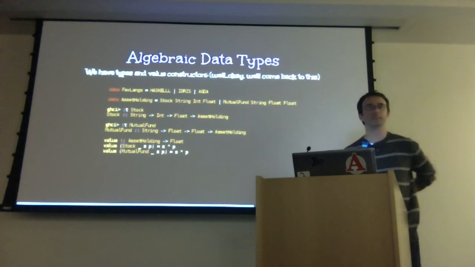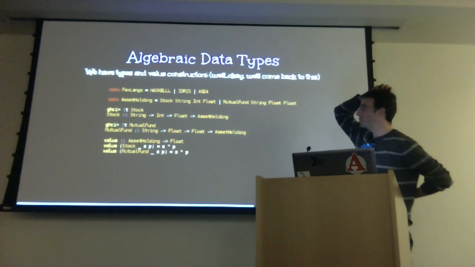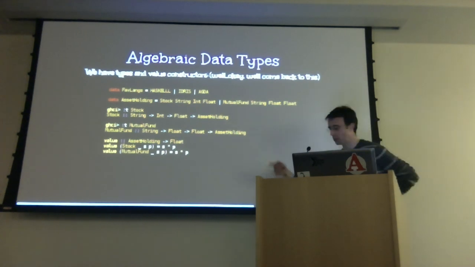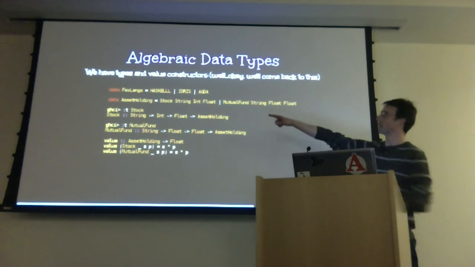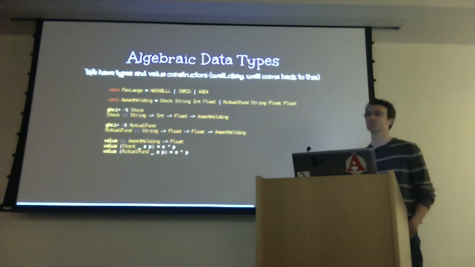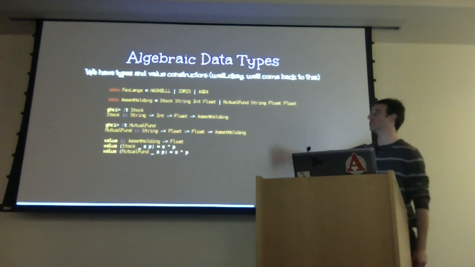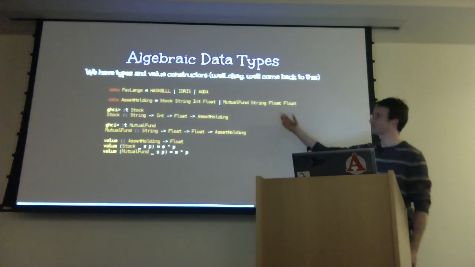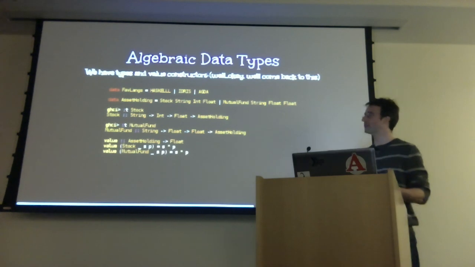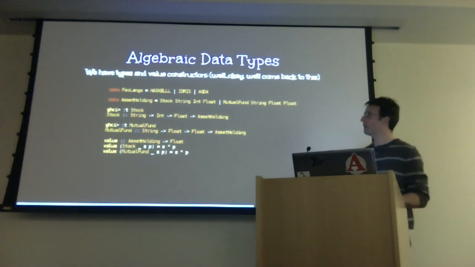Great. So we've yet to learn how to build our own data types. We have types and we have value constructors. So in favorite languages, FavLangs is a type, and Haskell and Integer are values of that type, just like 1, 2, and 3 are values of type integer. Your value constructors can take arguments, in which case they're very similar to functions. They're ways of constructing values of a given type, and so they're always functions into that type.